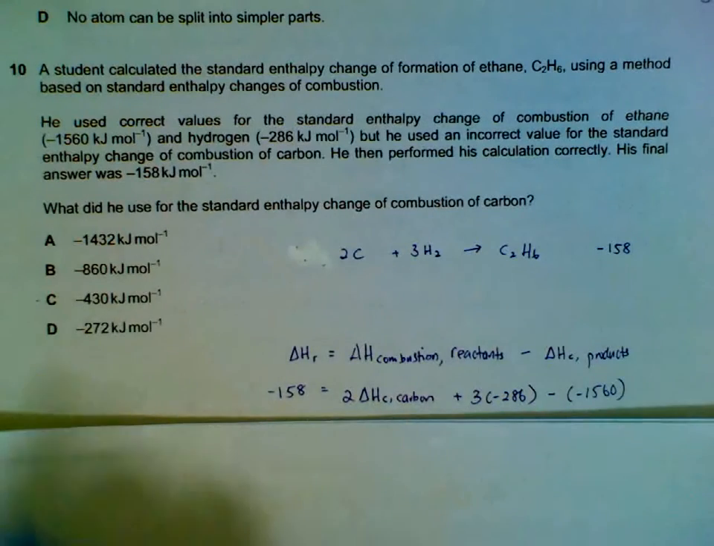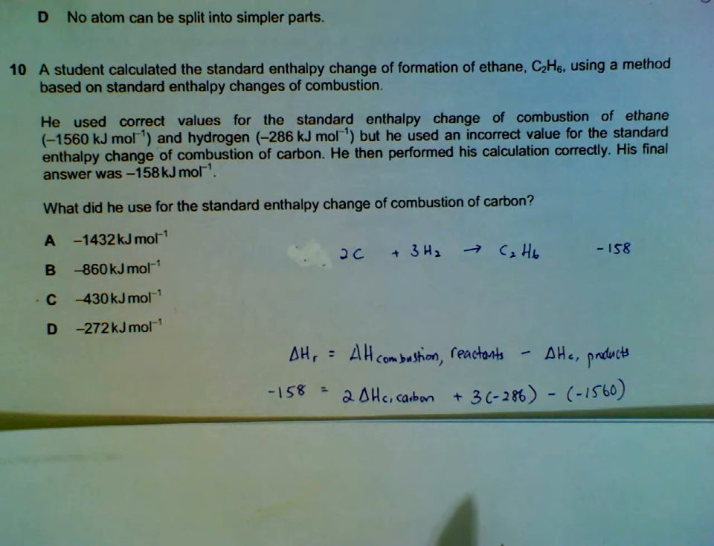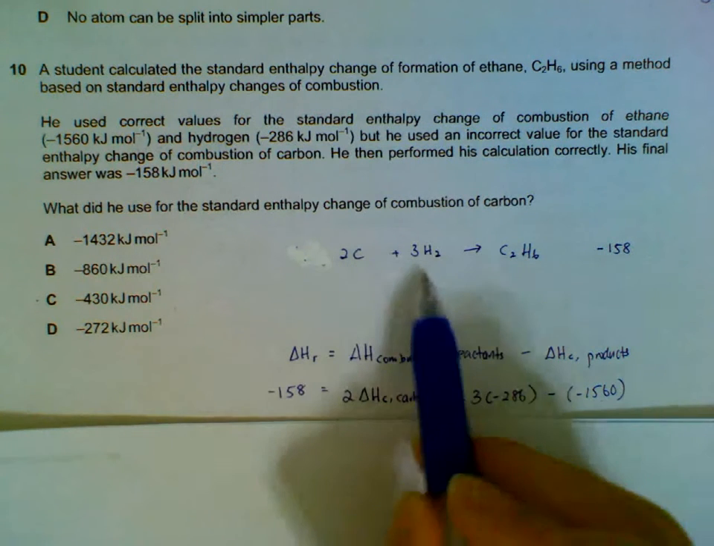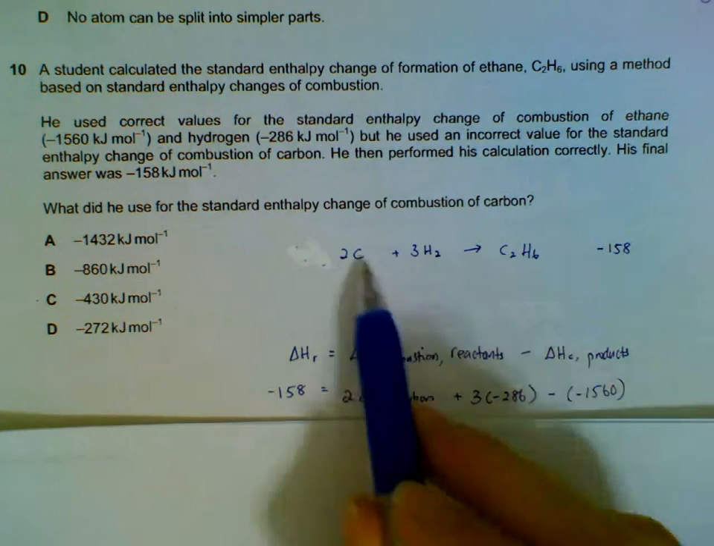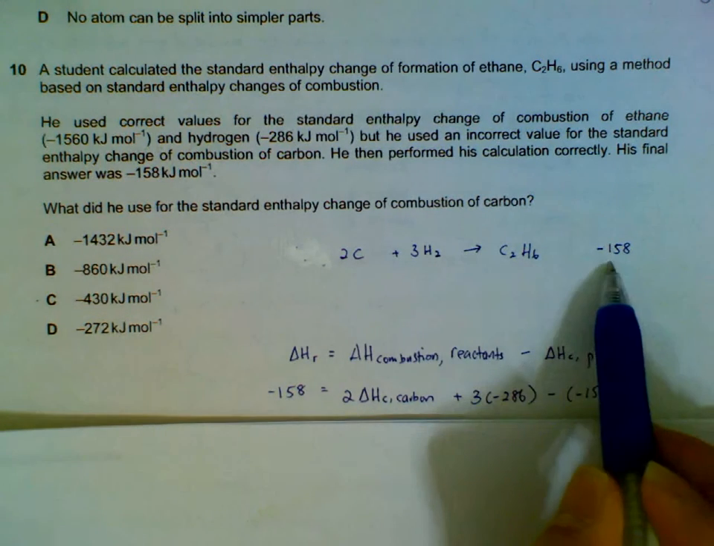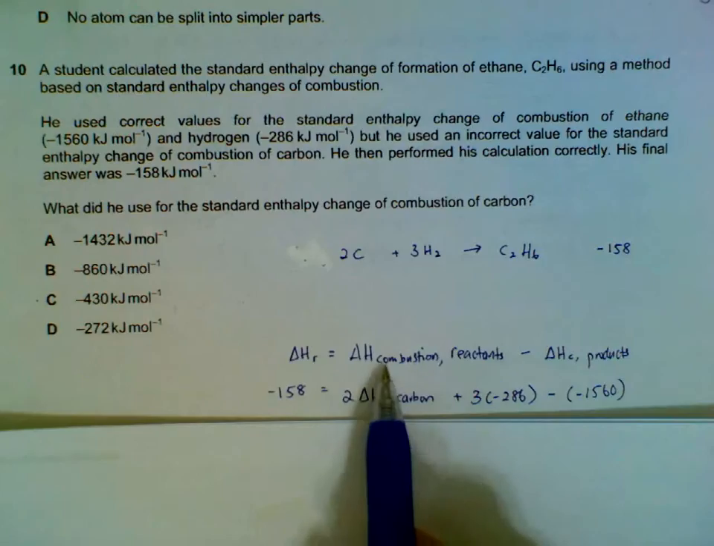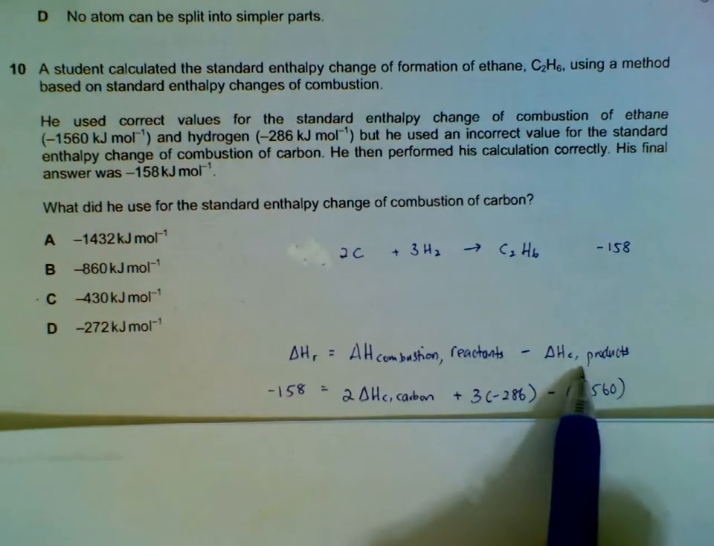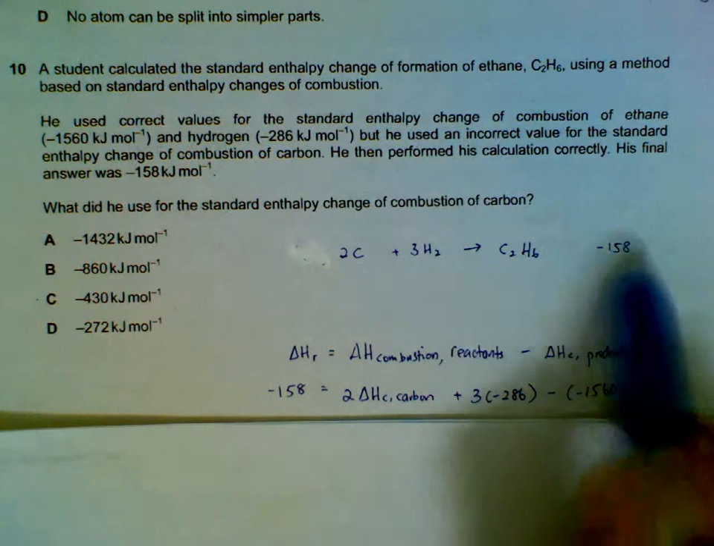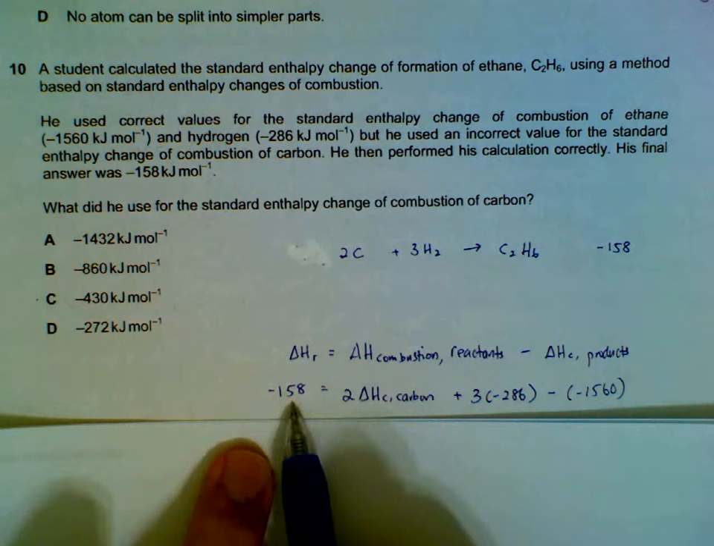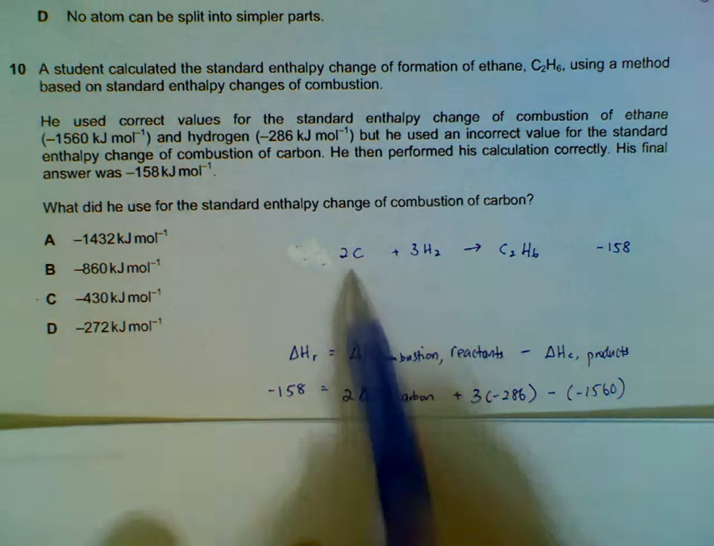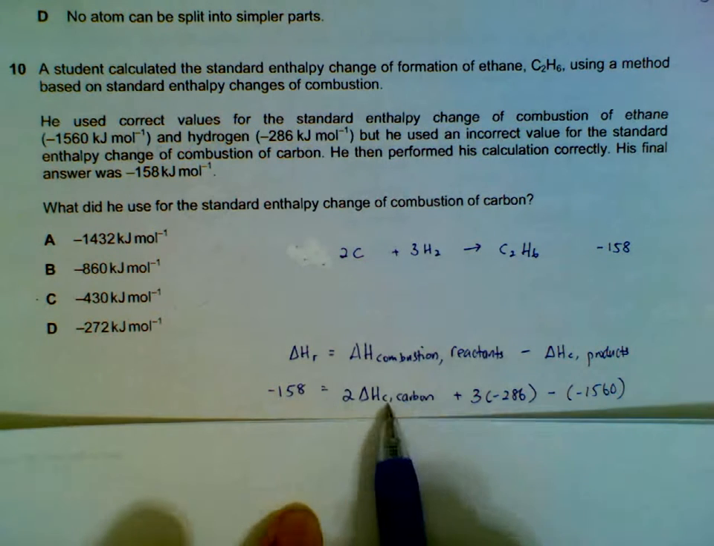Number 10, calculating enthalpy change of formation using values of combustion. So we write out the energy change in formation for ethane based on their elements, calculated to be -158. In general, combustion of reactants minus combustion of products will give us the heat of reaction. Then we put in all the numbers. This is the heat of reaction: 2 times combustion of carbon, because there are 2 here. This is the number we need to find out.